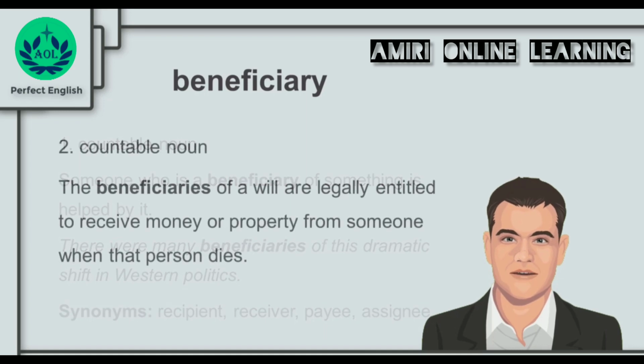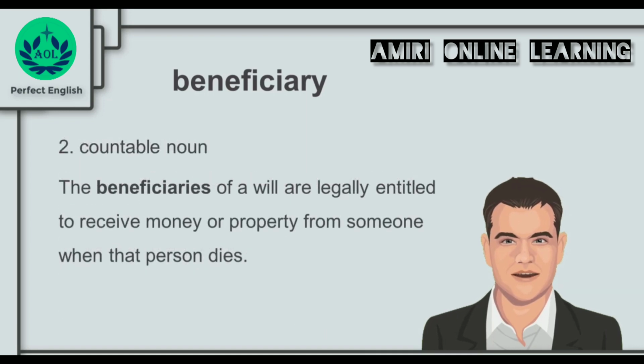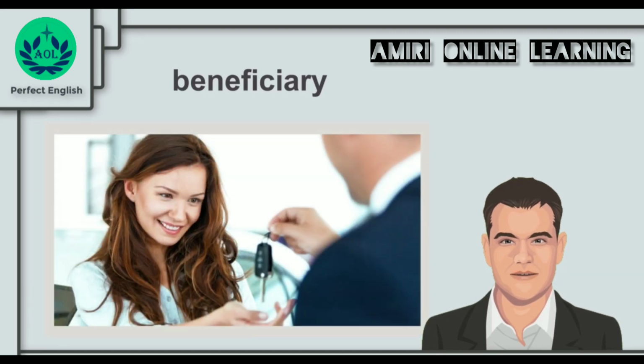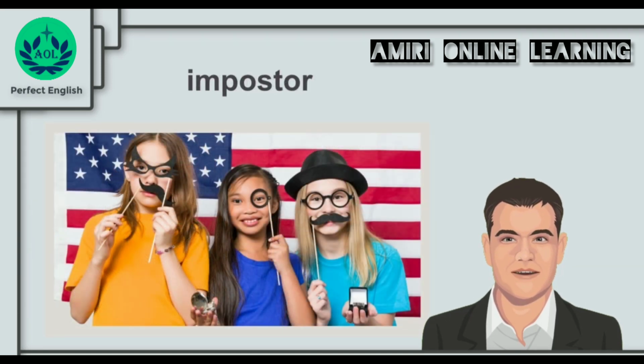And beneficiary can be used in a different context. The beneficiaries of a will are legally entitled to receive money or property from someone when that person dies. So the next time you remember the picture of the lady and the car keys, remember the word beneficiary and what it means. And now for the next keyword, imposter.